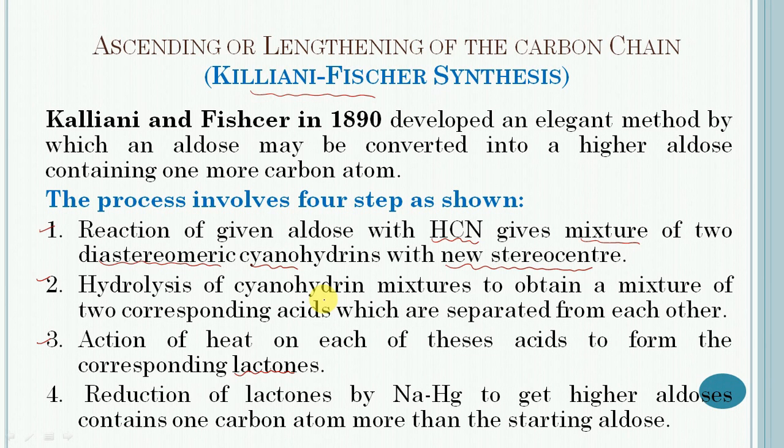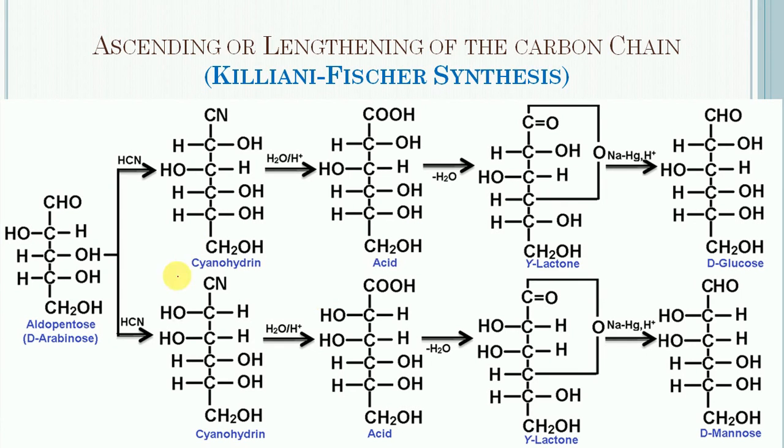So let us consider the example of the Kiliani Fischer synthesis, which will involve conversion of aldopentose into a mixture of two aldohexoses, that is D-glucose and D-mannose. So here we start with aldopentose. It will have 5 carbon atoms, and it is subjected to reaction with hydrogen cyanide, and it will give two isomeric compounds of cyanohydrin, which will have different configuration at carbon number 2.